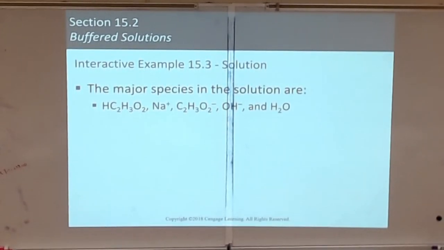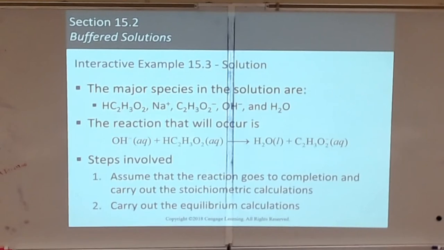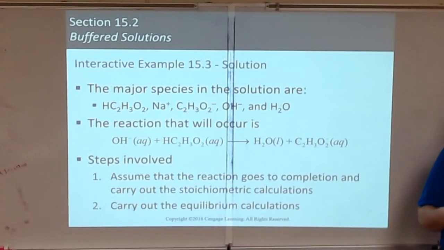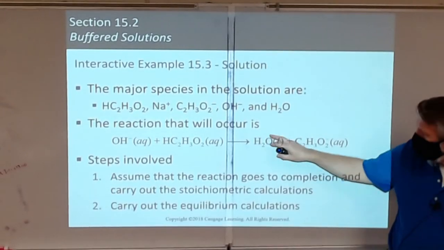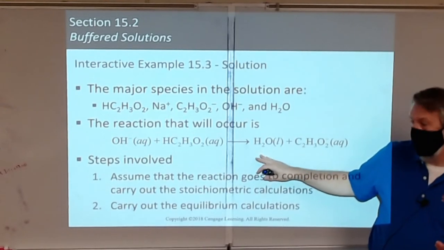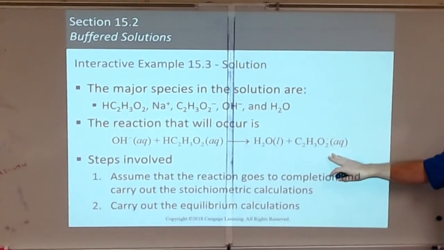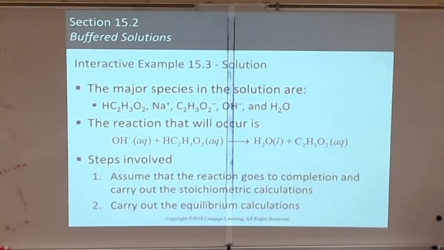Sodium hydroxide, that means hydroxide is going to be a major component. There's my reaction. The hydroxide ion is going to take one of the hydrogens off. You can think about it that way. It's going to convert that to water. Now it's a liquid. It's no longer part of the equilibrium. And I'm going to be left with acetate, which is fine. I've got plenty of acetate floating around anyway. A couple of things. We're going to assume the reaction goes to completion. Then we're going to carry out the equilibrium calculations.